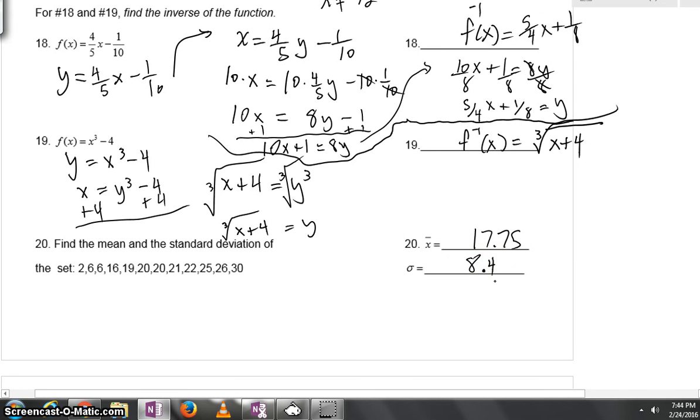So this concludes how to do the third page.